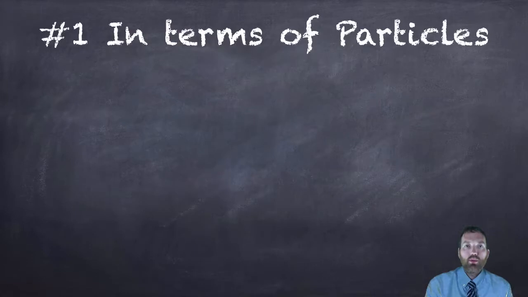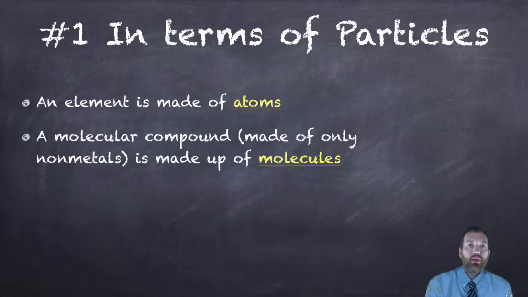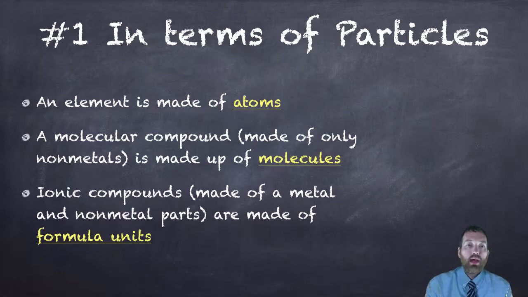There's 4 different ways. One way is in terms of particles. An element we know is made up of atoms. It's the smallest form of an element that is just that type of element. It would be one atom. A molecular compound is made of only nonmetals. So a nonmetal bonded to a nonmetal, and they're made up of something called molecules. So the smallest particle of a molecular compound would be a molecule of that compound. And an ionic compound, which is something that's a metal bonded to a nonmetal, they're made up of something called a formula unit. So the smallest part or particle of an ionic compound is a formula unit.